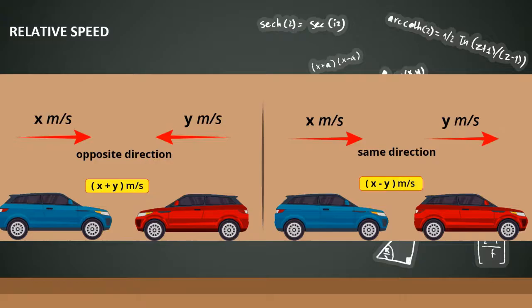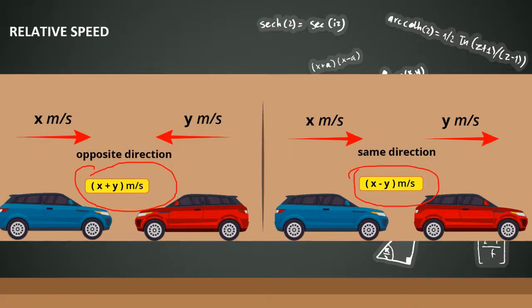Next comes relative speed. Relative speed is nothing but the speed of one object with respect to the other when both objects are moving. In general, if the objects move in opposite directions, the relative speed is given by x plus y, that is, the addition of speeds. Whereas when the objects move in the same direction, it is the difference of the speeds.